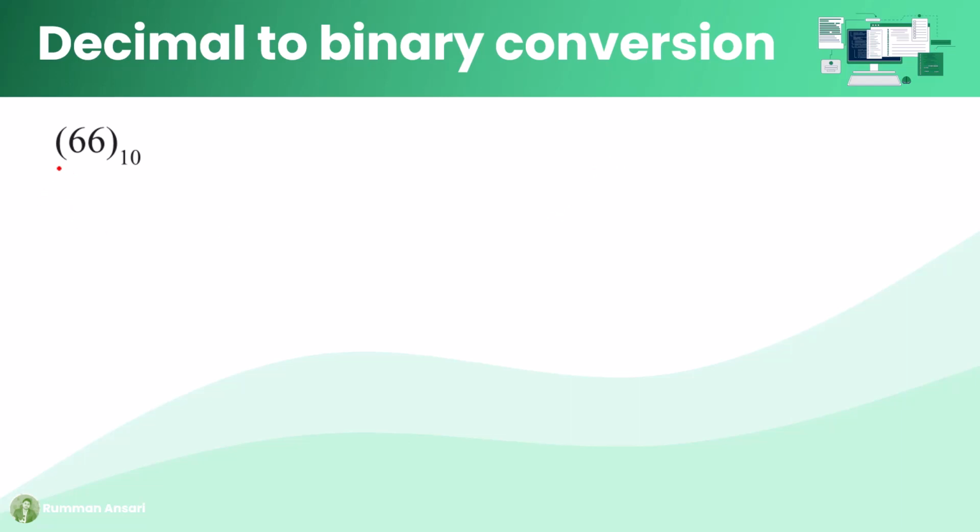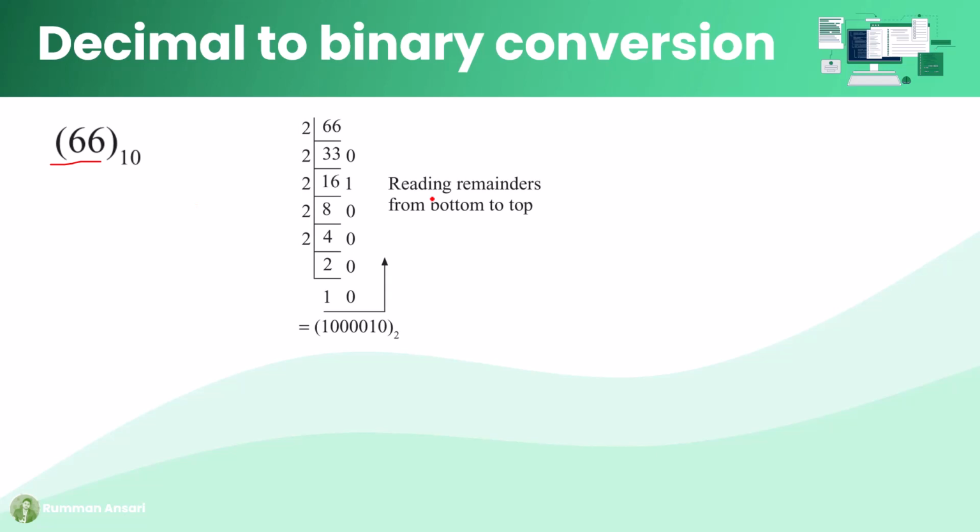Okay, and here you can see that we have a decimal number that is 66, and the base is 10. That means it's a decimal number. Now, to convert a decimal number to a binary number, we have to divide it by 2. So we have to divide it by 2.